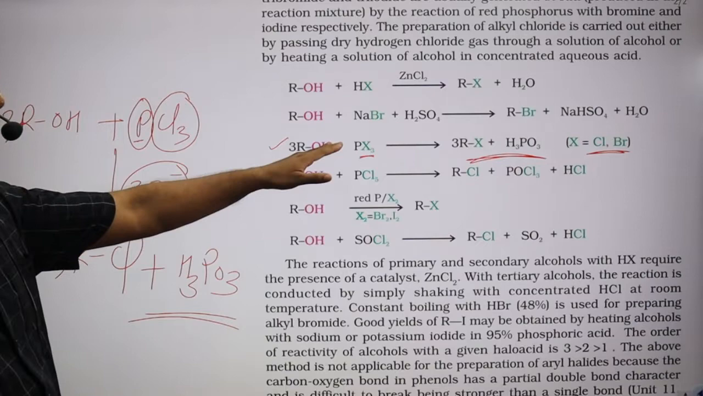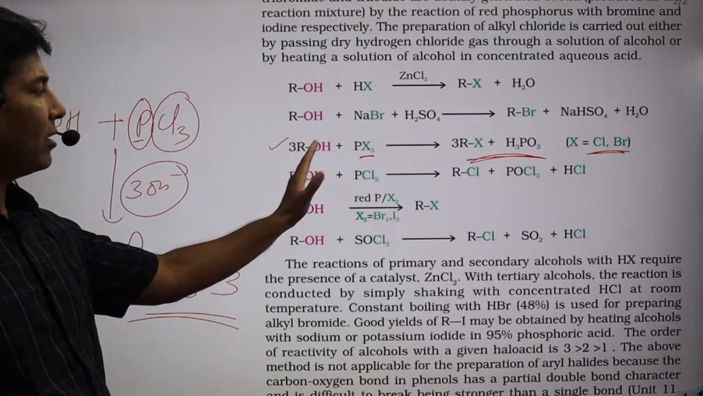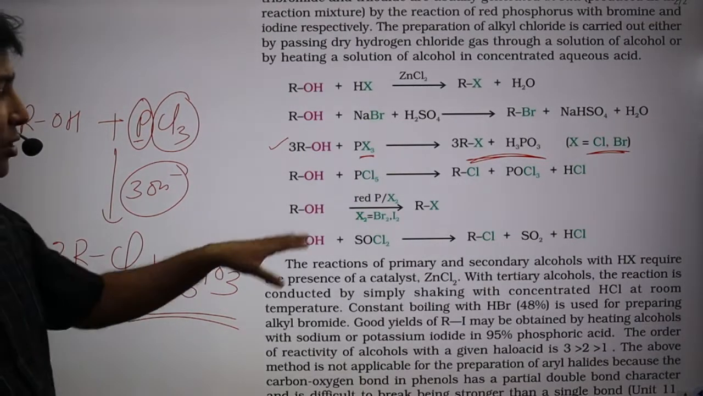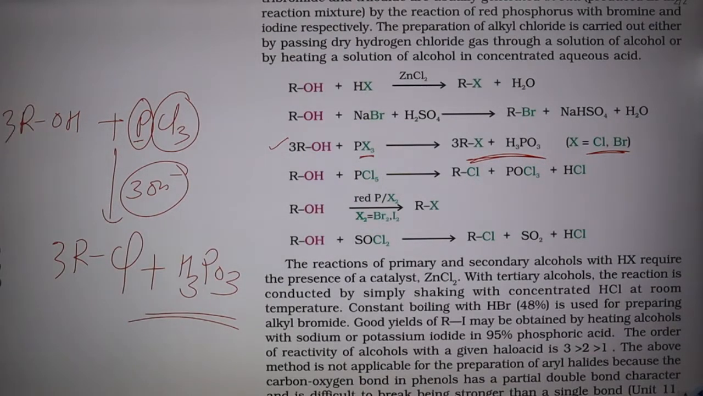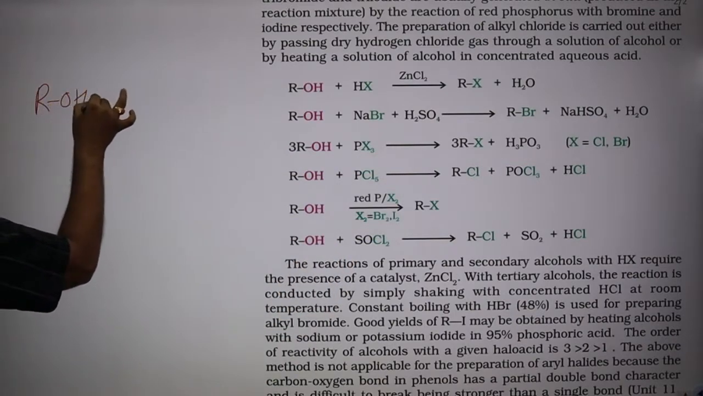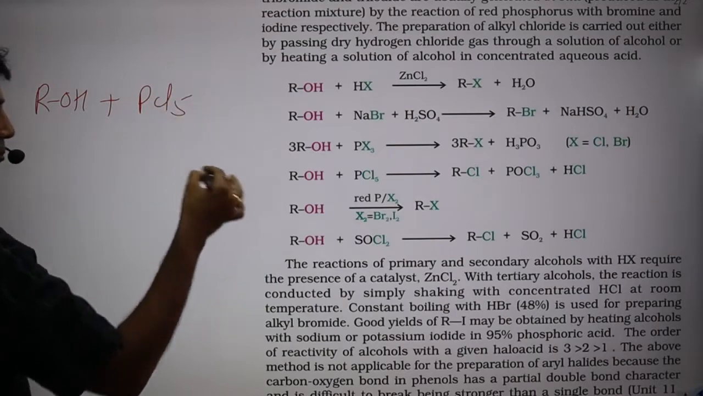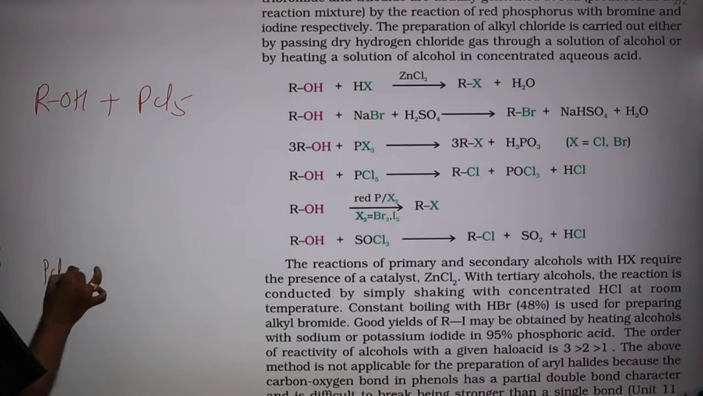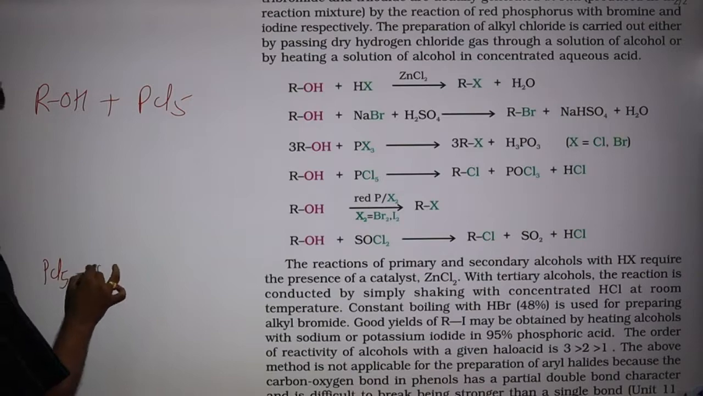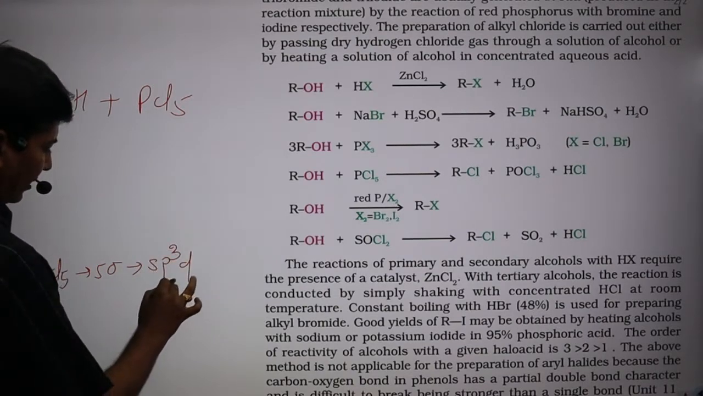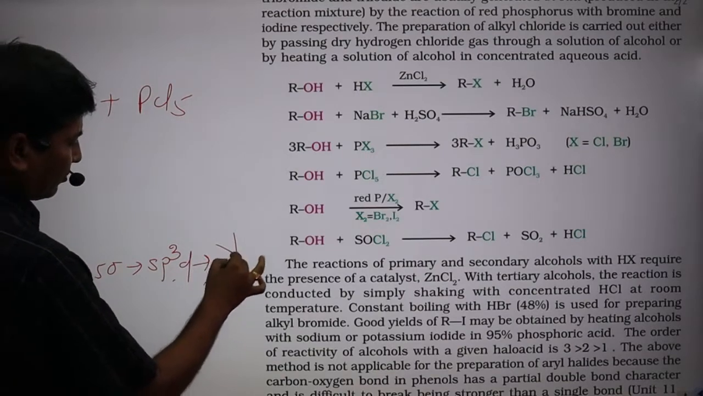In this reaction, you can see 3 molecules of OH are replaced by all the halogens. But it is not so in case of PCl5. Why is it so? Let's understand. If we talk about ROH reacting with PCl5, in chemical bonding you might have learned the geometry of PCl5. It has 5 sigma bonds, and the hybridization will be sp3d, which means it has a trigonal bipyramidal structure.